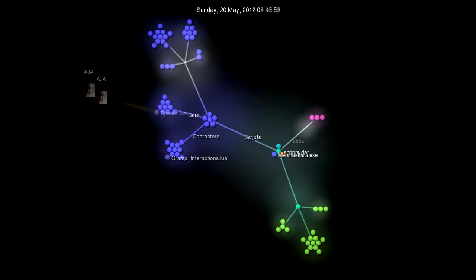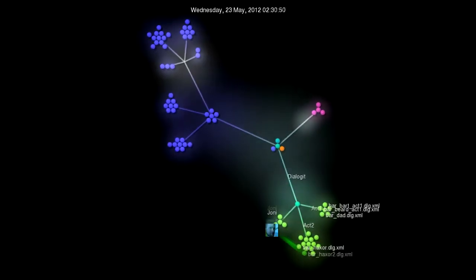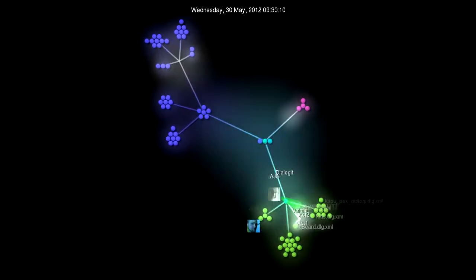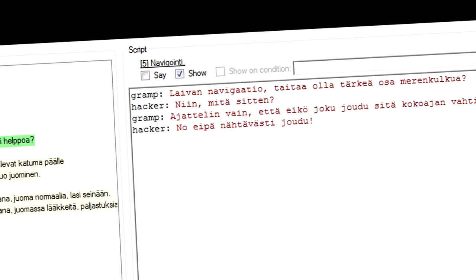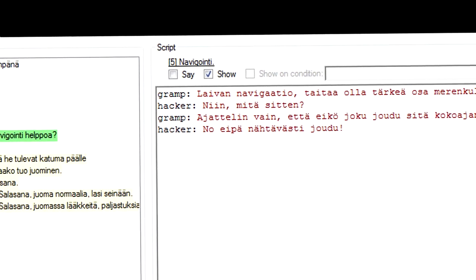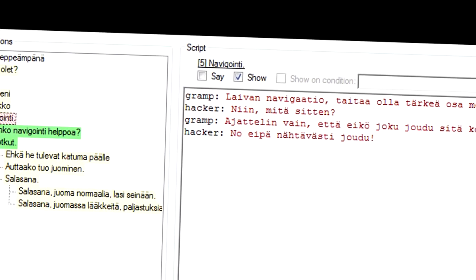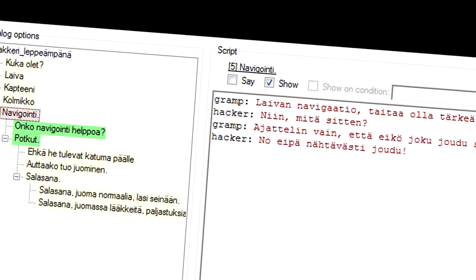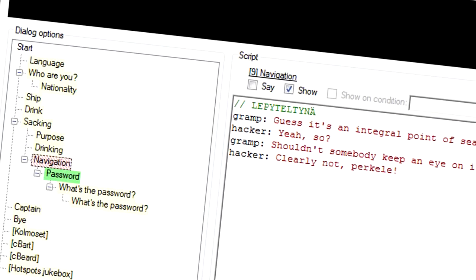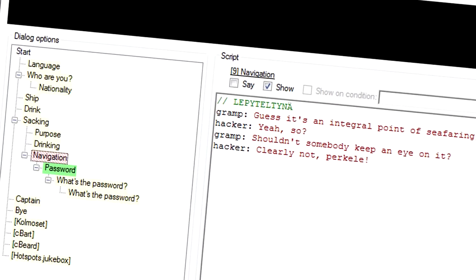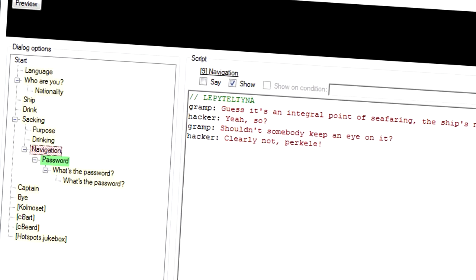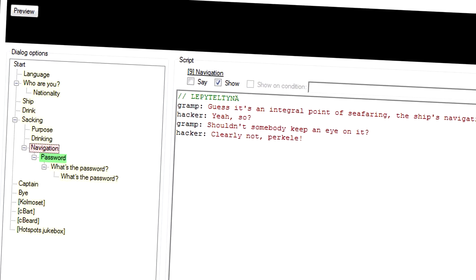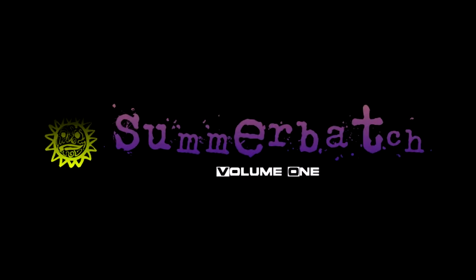But then the co-designer Joni got started on the dialogue and wrote plenty of good stuff in Finnish, which I then in June started translating into English and putting into the game. But the end of May deadline was very unrealistic. Yeah. And the summer batch was delayed to early July, I think.